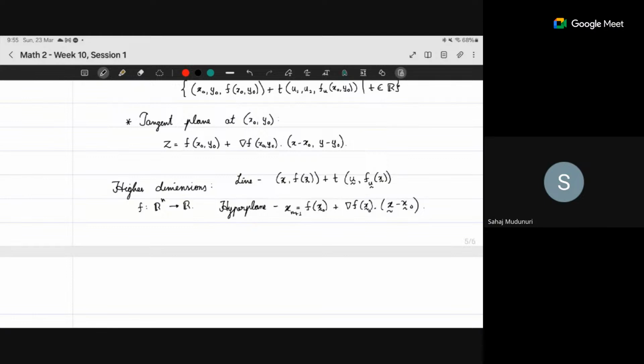So you have a function f of x, y, which is x square plus y square. Let's take z equal to x square plus y square. You will write the tangent plane as z equal to 0 as the plane. Because its graph lies in R3, the tangent plane also lies in R3.